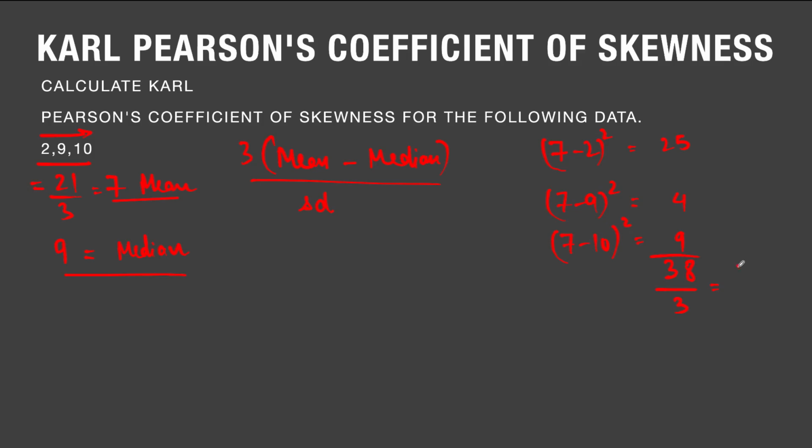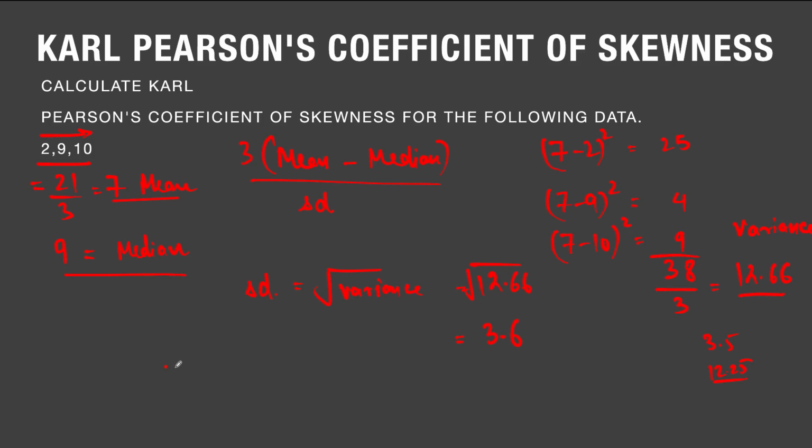This is going to be 12.66. This comes out to be my variance. Once I have the variance with me, the square root of variance is nothing but the standard deviation. So the square root of 12.66 needs to be found out. The square root is somewhere between 3 and 4. If I say 3.5, the square of 35 is 1225. So a little more than this. So I should call it 3.6. That is a good approximation.